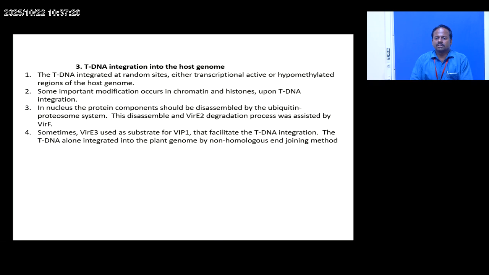And the last step is T-DNA integration into the host genome. The T-DNA integrates at a random site, in either transcriptionally active or hypomethylated regions of the host genome. That is why it is called illegitimate recombination.